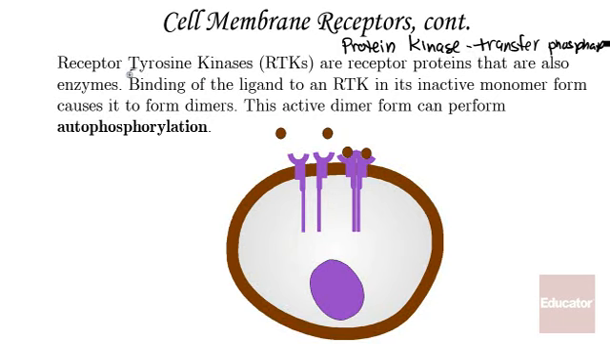Here, the name tells you what type, tyrosine kinase. So it's going to phosphorylate tyrosine. There can be serine kinases, various types of kinases that specifically phosphorylate certain amino acids on protein. Okay, so this receptor is a tyrosine kinase. It has the ability to phosphorylate tyrosine. And in this case, it actually performs autophosphorylation. That means that it phosphorylates itself. It phosphorylates tyrosines on its own protein.